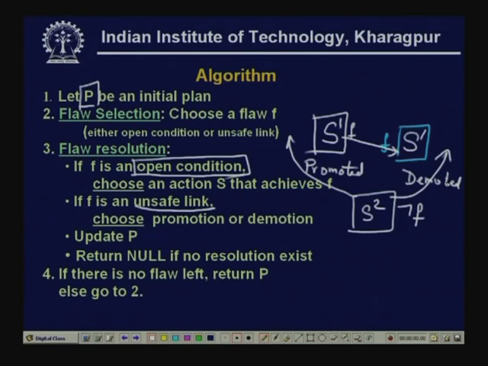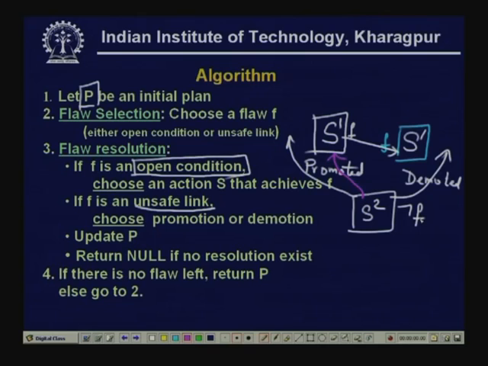Now, after we have done that, we must update the partial plan. So, if we promote S2, then we must add a causal link from S2 to S1. If I put S2 after S prime, then we must add a precedence link from S prime to S2. And while doing this, if we find that there is no operator by which we can resolve the conflict, then we return null. This planning algorithm does not succeed.